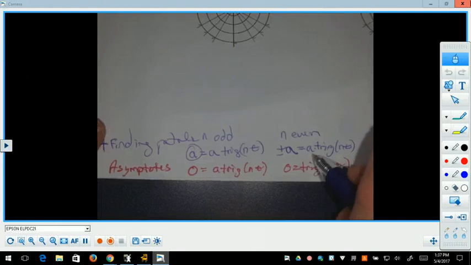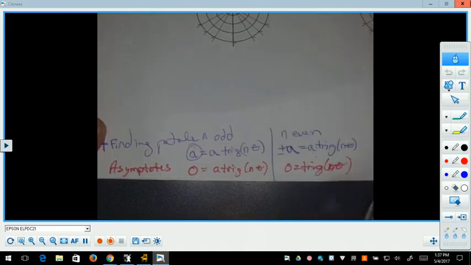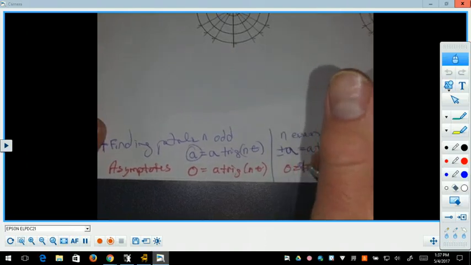Yes, doesn't it, right there? Yes. Oh, it should. A times trig, yes.